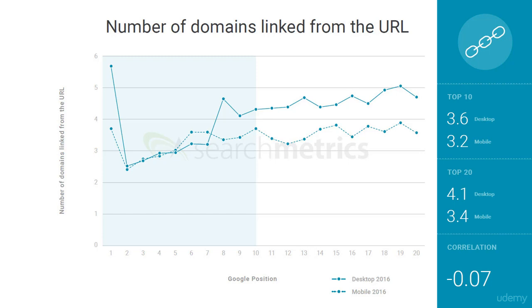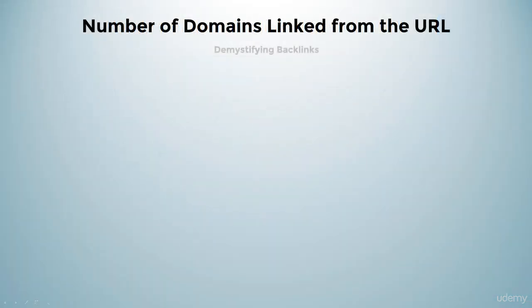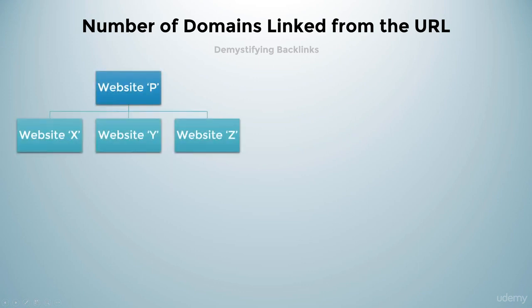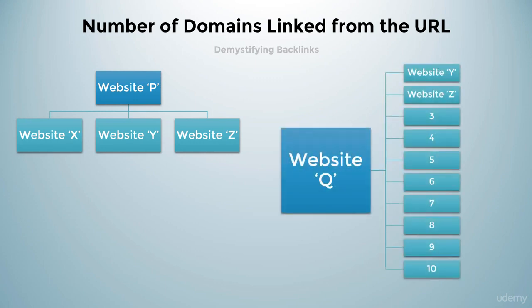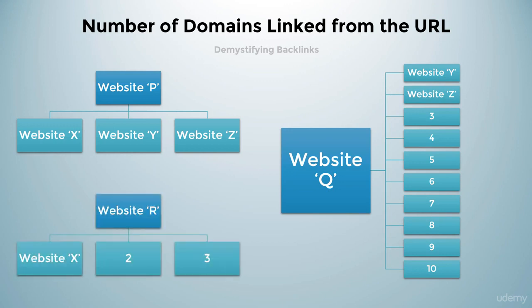Number of domains linked from the URL. First, let me make you clear what this SEO factor is. Let's assume that website P links to website X, Y, Z on one of its page. Website Q links to Y, Z and 8 other websites on one of its page. Website R links to X and 2 others on one of its page.